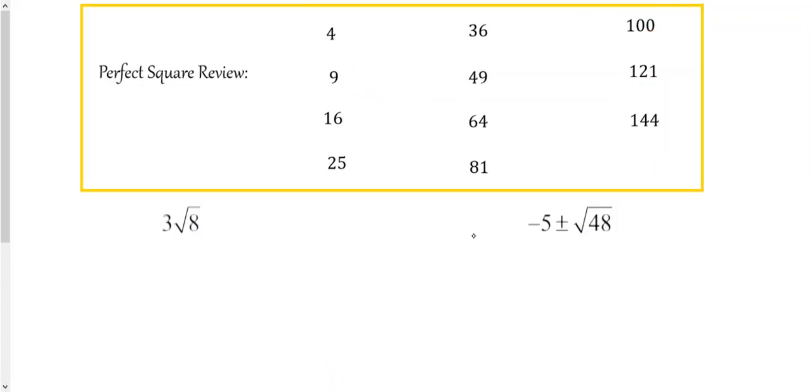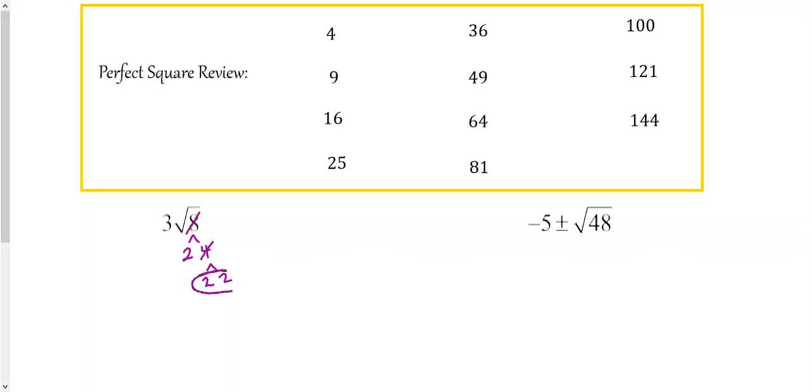We are also going to see radicals that look like this, where we have a number in front already. So 3 square root of 8. I'm going to see, can I make 8 smaller? Well, 8 can be broken down to 2 times 4. And then 4 is one of my perfect squares that is broken down to 2 times 2. I'm going to cross out the 8 and cross out the 4 because I broke them down.